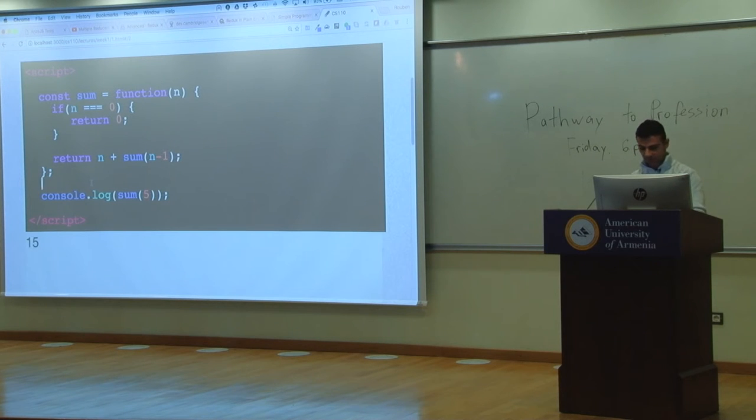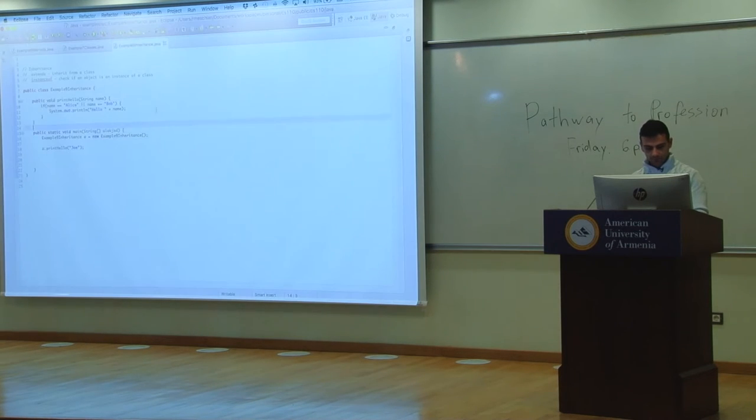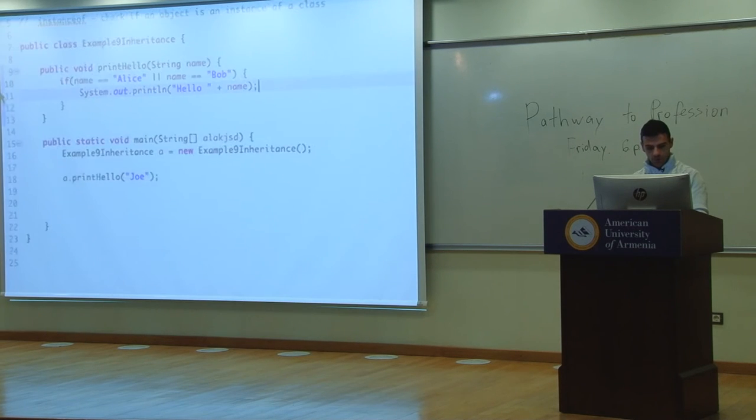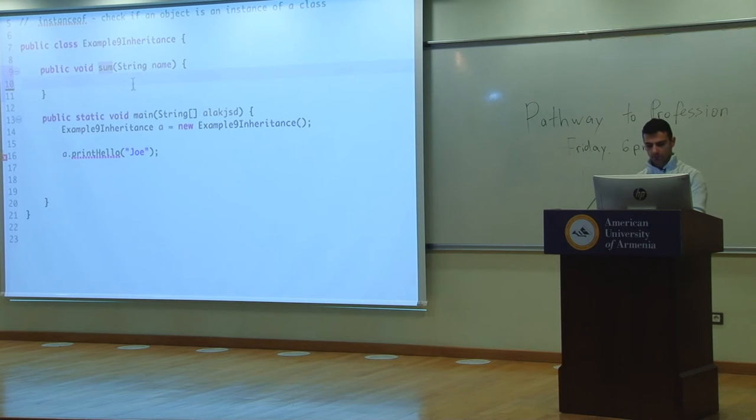Okay, let's do this in Java. So in Java, we'll do it using a for loop. Let's call it sum. It takes a number as an argument. So what do I have to change here? Okay, int n, and now what? I want to add all the numbers between n and all the way down to 0.